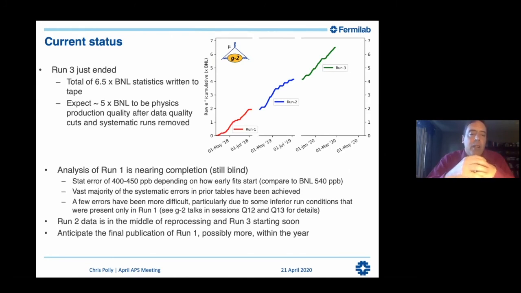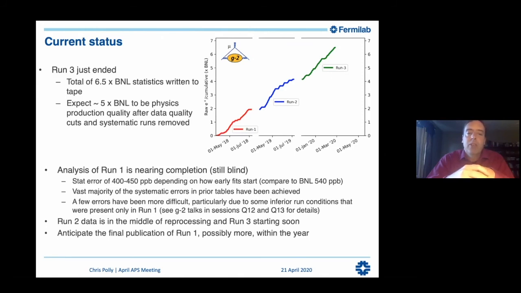Analysis of the run 1 data is nearing completion. Right now it's still blind. I can tell you though, it has a statistical error that'll be in the 400 to 450 ppb range, depending on exactly how early we start those fits to the famous wiggle plot. And you can compare that to the Brookhaven precision of about 540 ppb.